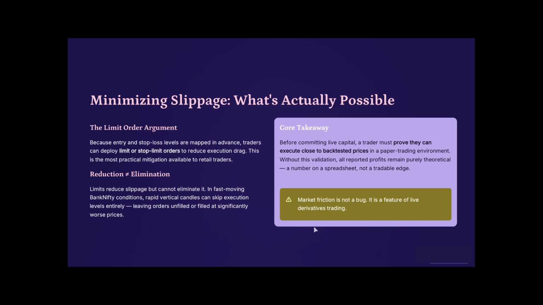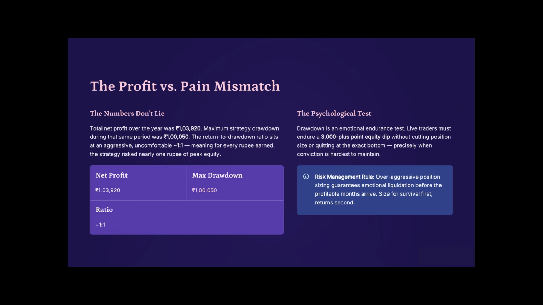Let's talk about drawdown. The strategy made around 103,920, but the maximum drawdown was around 100,050. That means at some point the strategy went through a drawdown almost equal to the total net profit. This is a major point. A trader looking only at total profit may feel confident, but a trader actually trading the system live will experience the drawdown emotionally. Imagine trading a strategy for months and seeing it go down by 3,000 plus points. Will you still continue? Will you reduce quantity? Will you stop at the bottom? That is the real test.